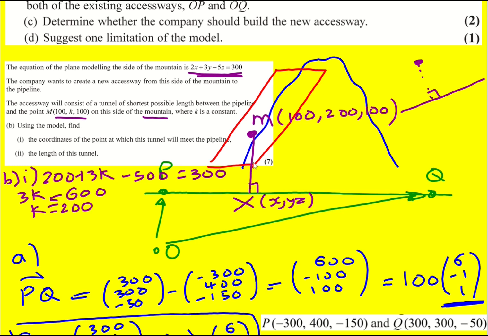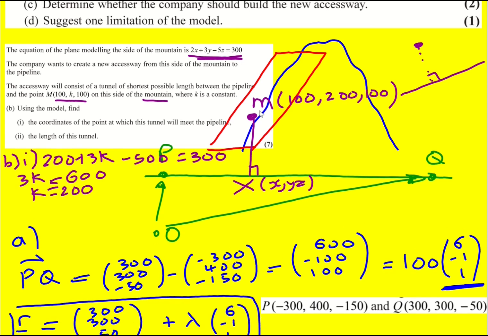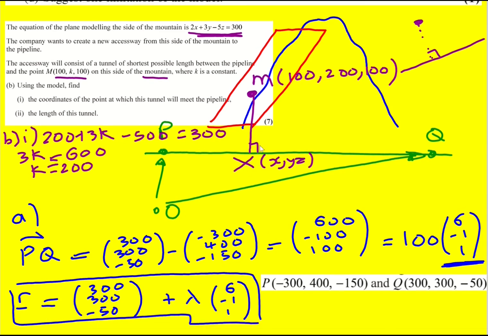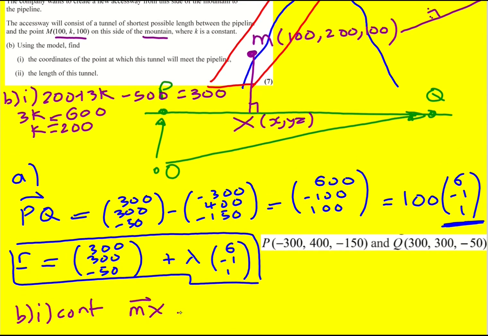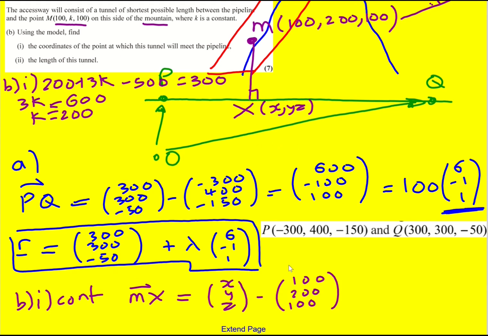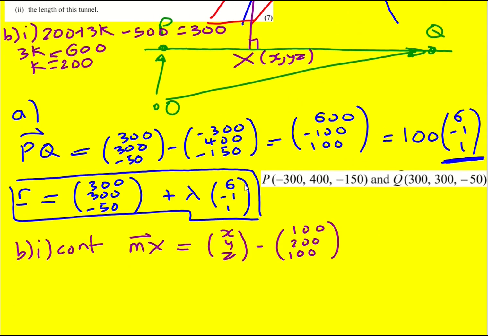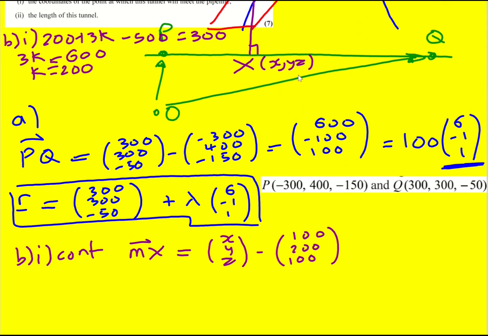But now we're trying to get the shortest length from M to the line. So I've said, right, we're going to go at 90 degrees to the line. That's going to give us the shortest length. And I've constructed the point X. So now we want to work out MX. So that's going to be (x, y, z) minus (100, 200, 100). But remember, X is on the line, and so we can work out OX, which is the (x, y, z), using our vector equation from part A.